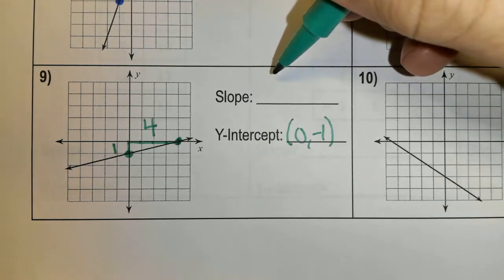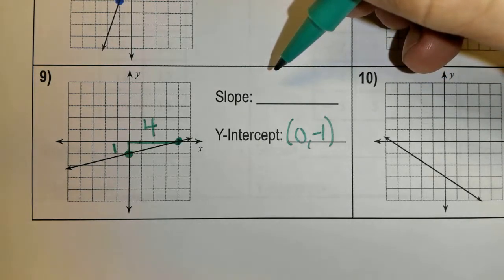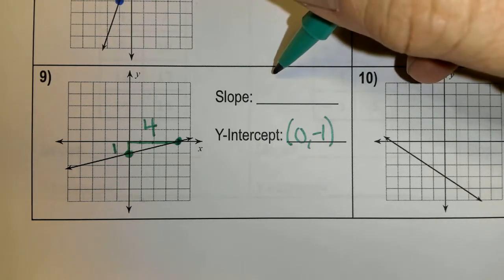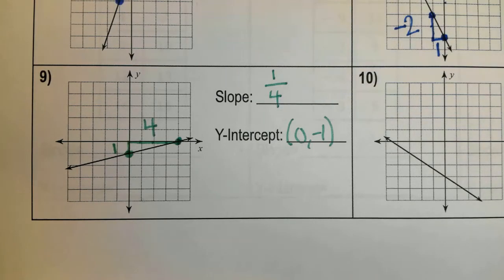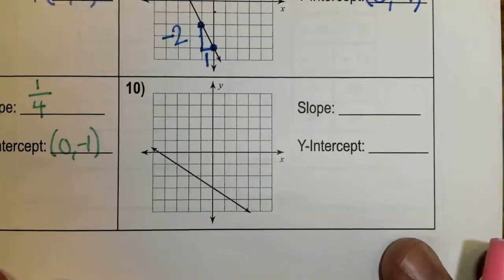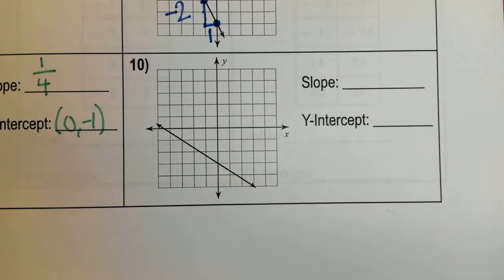So slope is rise over run. So rise is 1, run is 4. I cannot reduce that, so that is my answer. And I can go to the next problem, or my last problem on this page, 10.